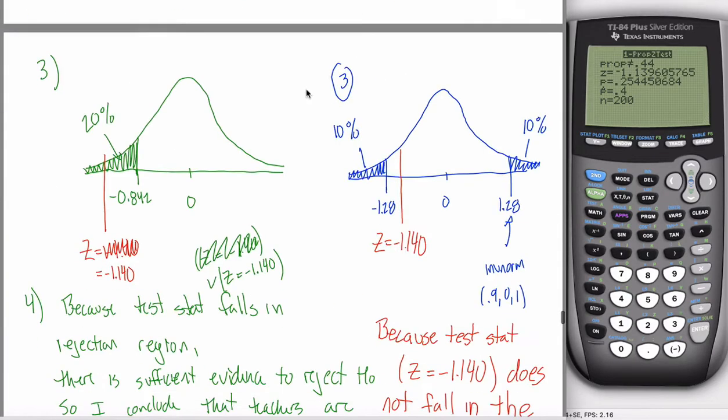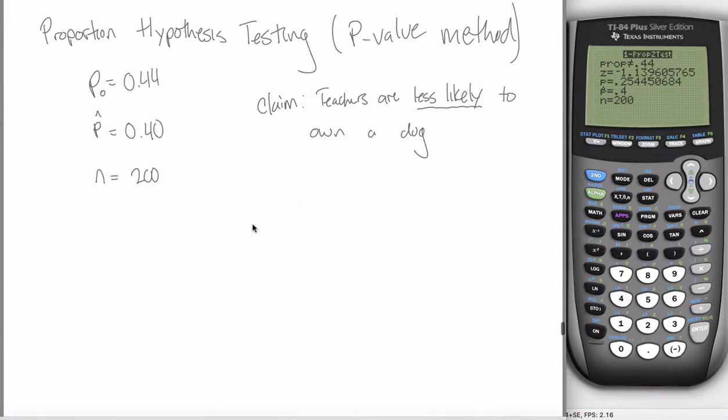So what I did is I jumped down a couple pages and I copied that information down. P naught was 0.44. P hat, my sample proportion, was 40% or 0.40. N was 200, and the claim is that teachers are less likely to own a dog. And I guess I can write here that alpha was equal to 20%, or 0.20 if you want to use decimals. And yeah, 0.20 is the same as 0.2, just like 0.40 is the same as 0.4. But some students prefer it written out this way because it's easier to see the 40% here.